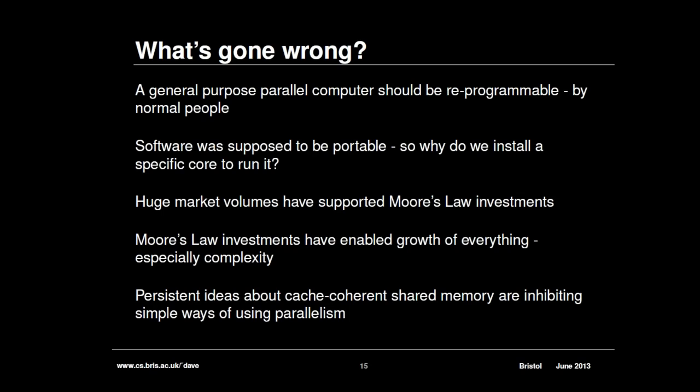And then another thing that's gone wrong with parallelism is these persistent ideas that everything should be done with cache coherent shared memory, which I think I talked about last time. I gave a talk here. I'm not a fan of shared memory. I think it's extremely hard to use. I don't see why people think that this is a solution to anything.